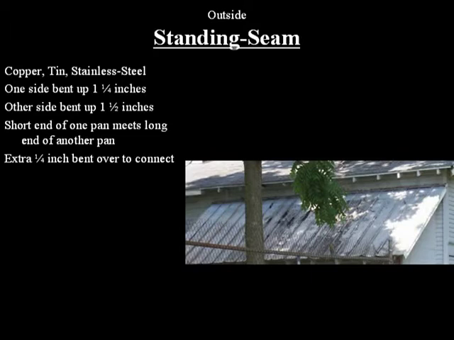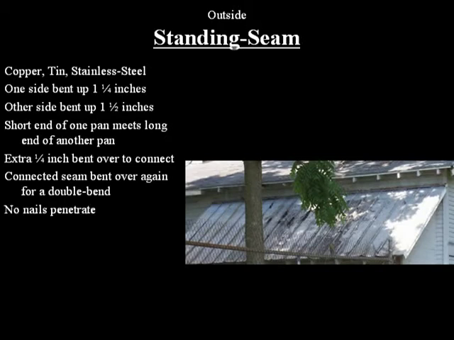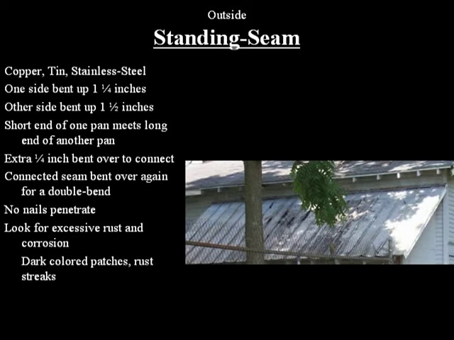That extra 1/4 of an inch is bent over the short side using a wooden mallet and a hand anvil. Then, the newly created seam is bent over again to form a double bend. Standing seams don't have any nails penetrating the roof, so there are fewer potential leaks. If you have this type of roofing, look for excessive rust and corrosion. These are usually dark patches and rust streaks.